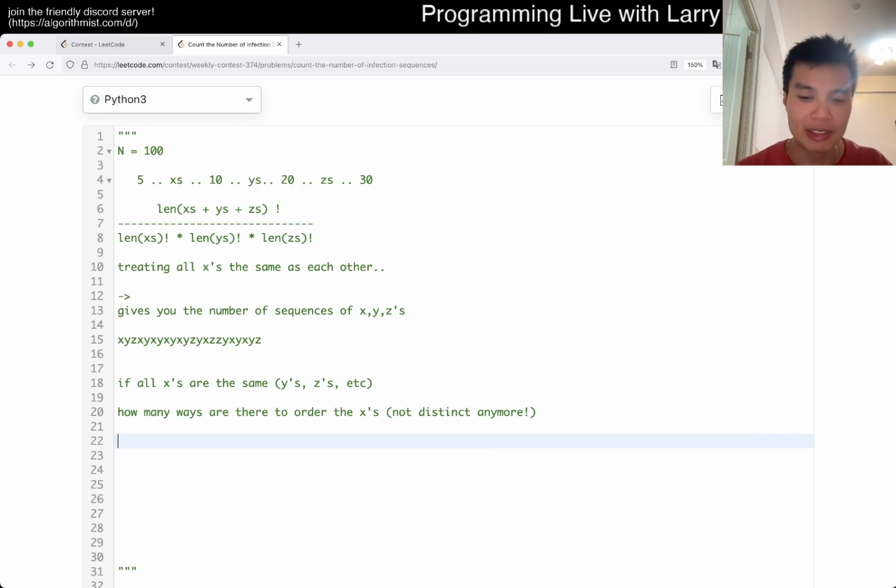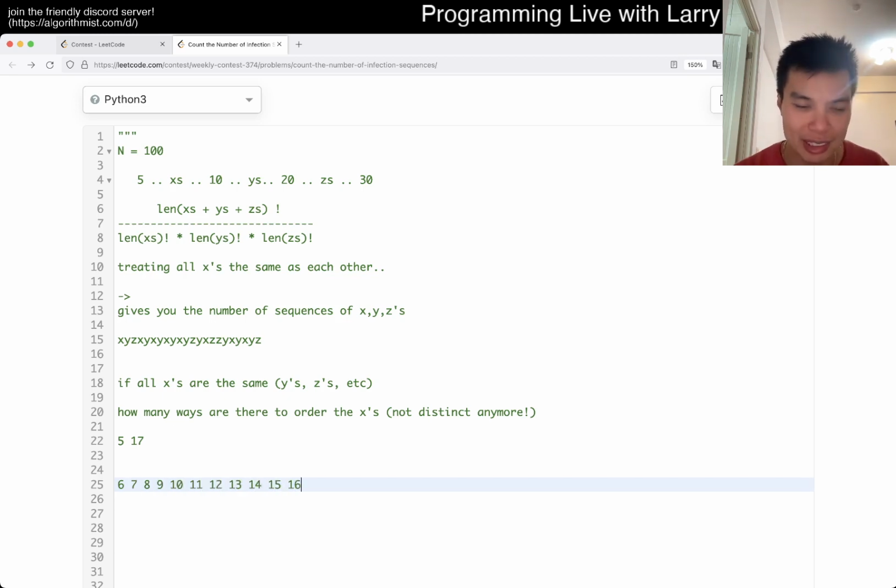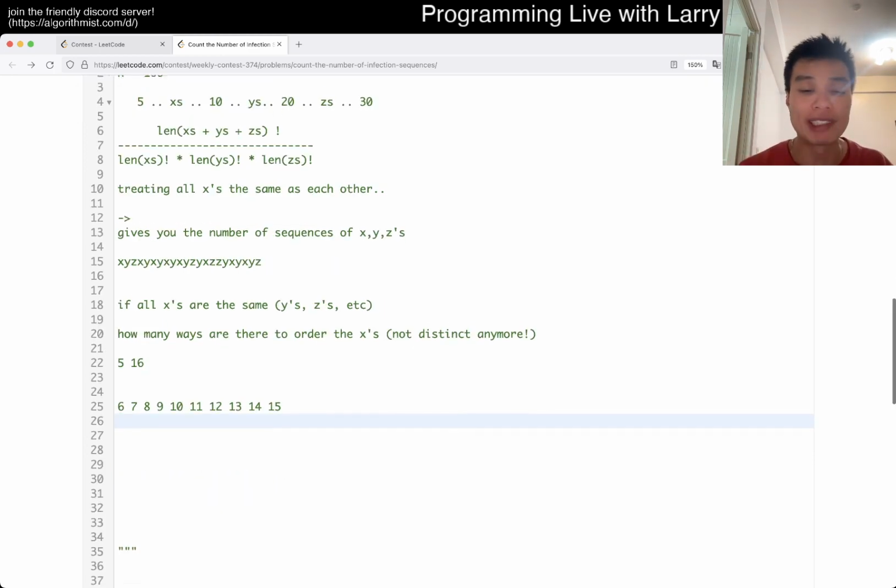that, okay, let's say you have 5 and 17. So then now you have 6, 7, 8, 9, 10, 11, 12, 13, 14, 15, 16. I might have messed up, I meant 16. Okay, so you have 10 numbers. The way that I thought about it is, how many ways are there to order these?